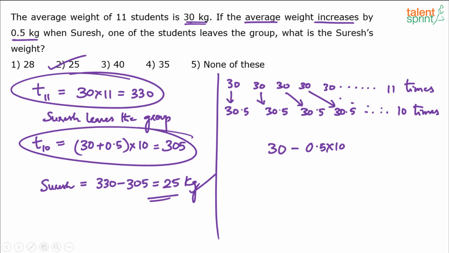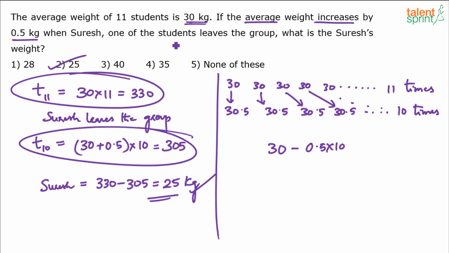He had 30. As per average, he had 30. But he gave 0.5 kgs while leaving. 0.5 kgs to how many people? 10 people, not 11 people. Remember, some of you have taken 0.5 into 11. That is why you got it wrong. He will not give 0.5 to himself, right? He gave 0.5 only to the rest of the group.